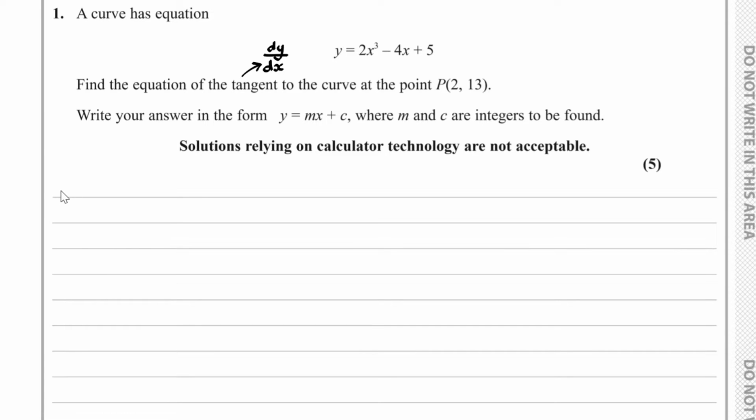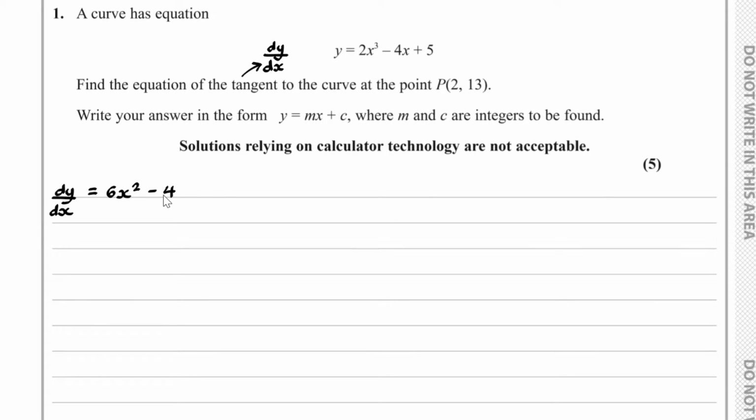So dy over dx is equal to, if I differentiate the 2x cubed, I get 6x squared. If I differentiate the minus 4x, I get minus 4. And if I differentiate the 5, I get 0. So here, our gradient function is 6x squared minus 4.